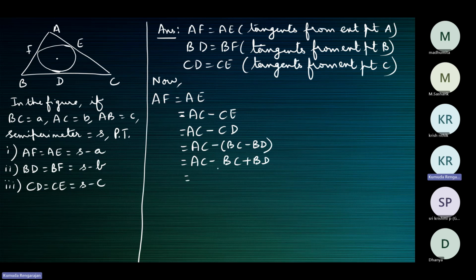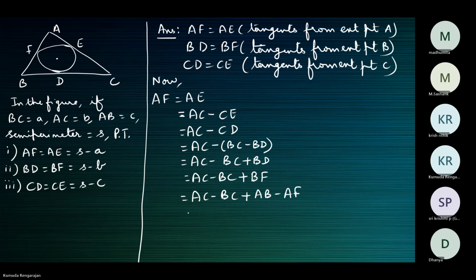Now AC, BC, they are the sides of the triangle. We will not replace them. Now BD can be written as BF, and BF is AB minus AF. Okay. Now you need to get AF is equal to AE is equal to S minus A, semi-perimeter minus A.